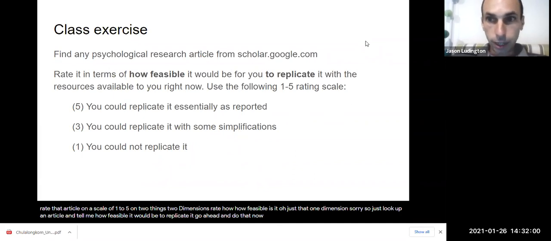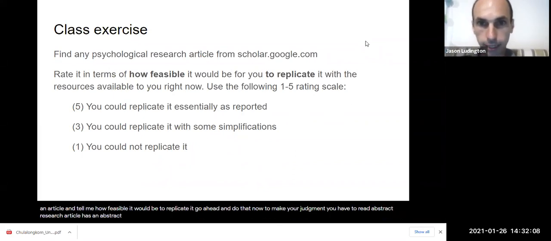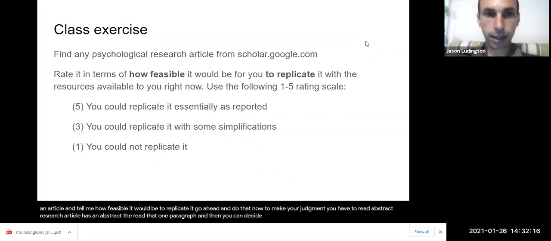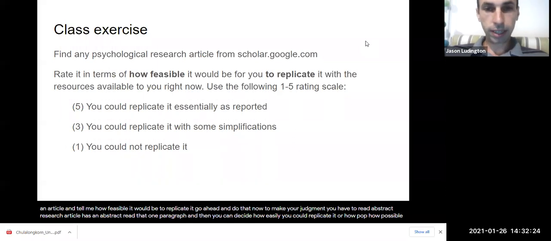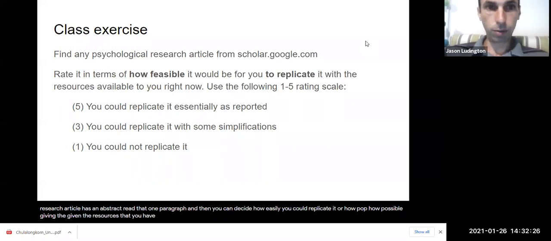In order to make your judgment, you have to read the abstract. Every research article has an abstract. So read that one paragraph, and then you can decide how easily you could replicate it, or how possible, given the resources that you have right now.